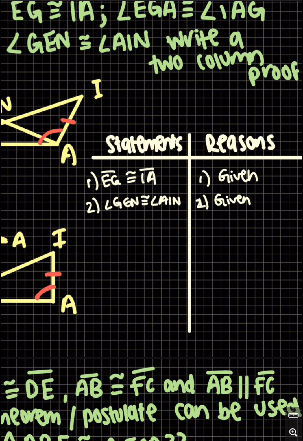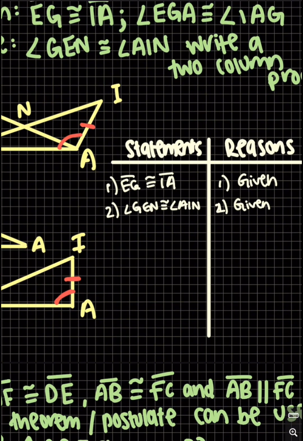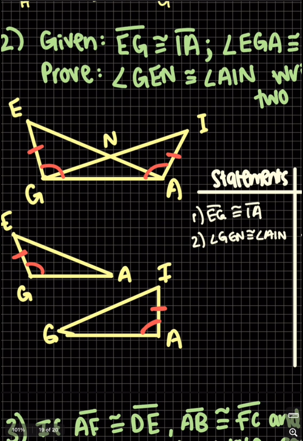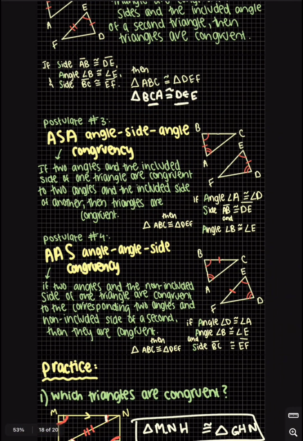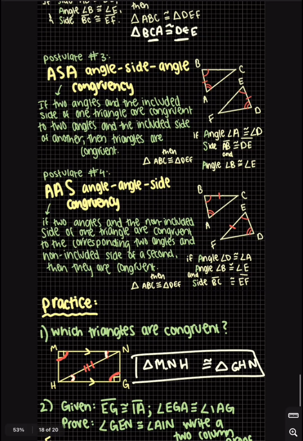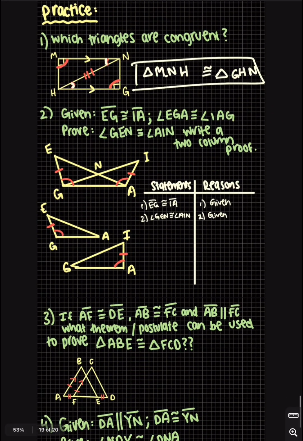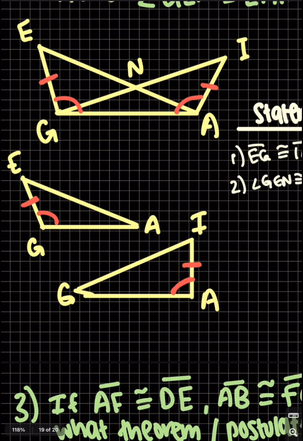Now, how am I going to go about this? Well, I've already done my two things, so I basically have two of the requirements already. If you think about it, with all the postulates that we've done, it's basically three things that match up to each other, and then you can call the triangles congruent. So I already have two things: a side and an angle.